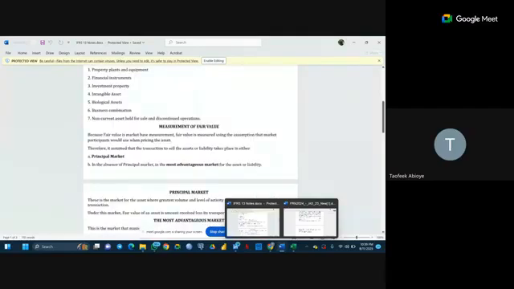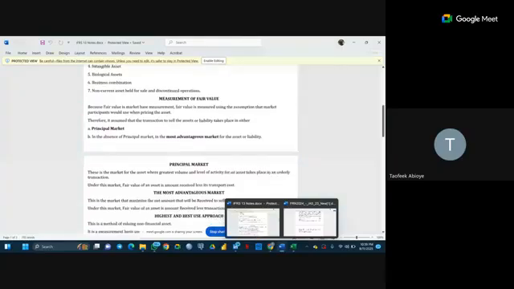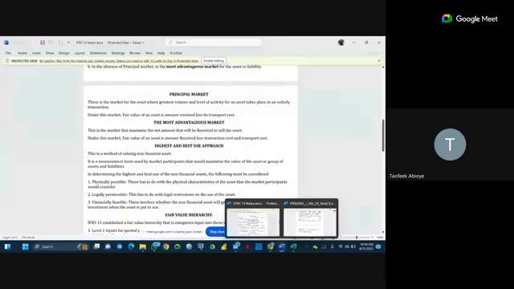So, measurement of fair value. Because fair value is the market-based measurement. Fair value is measured using the assumption that the market participant will use when pricing the asset. Therefore, it is assumed that the transaction to sell the asset or liability takes place in either a principal market or the most advantageous market. Those are the two types of markets where fair value is used. So they went further to explain what they mean by the principal market. The principal market is the market for the asset where the greatest volume and level of activities for an asset take place in an ordinary transaction.